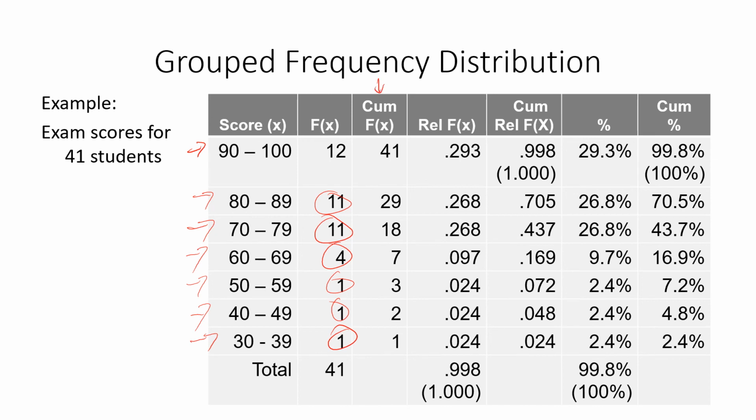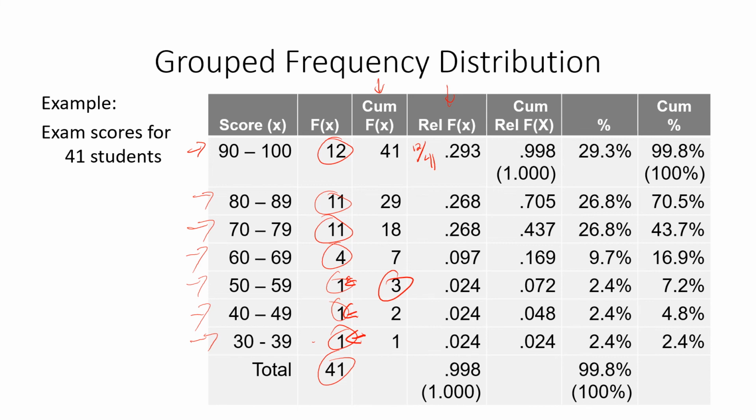Then, of course, you do the cumulative, which is everything at and below that point. At 50 to 59, there's 3. That's because there's 1 plus 1 plus 1, everything at and below that point. And then you can just do the relative f of x, which again is f of x divided by n. So this one is 12 divided by 41, because we had an f of x there of 12 and n of 41.